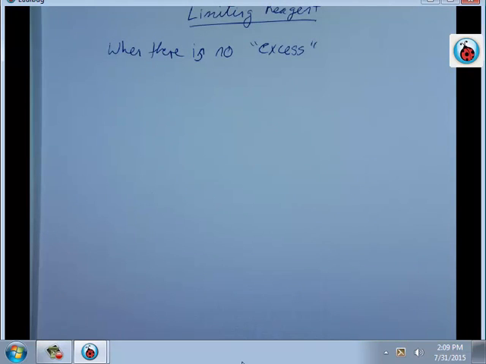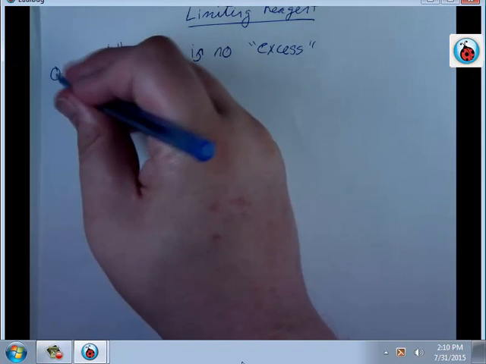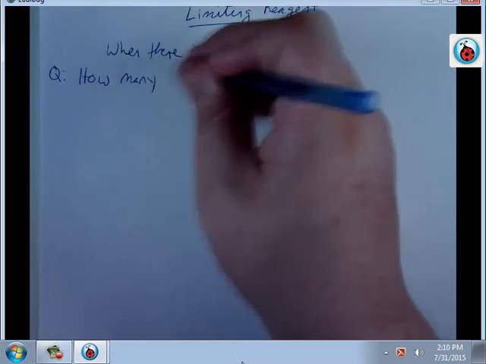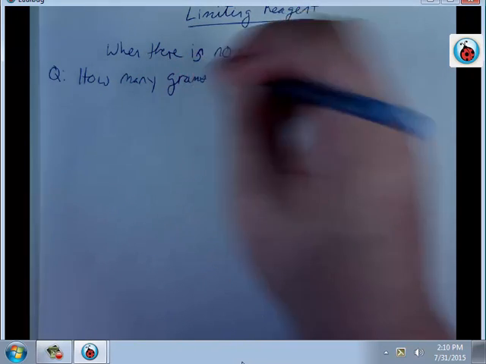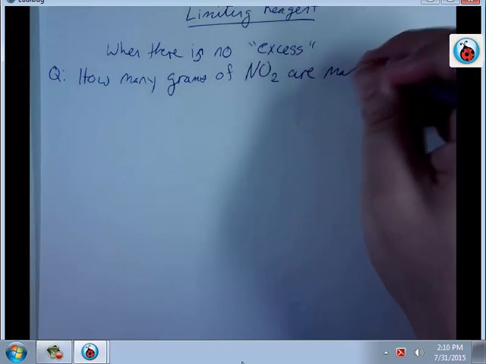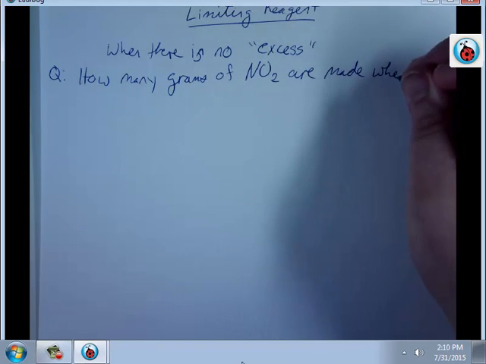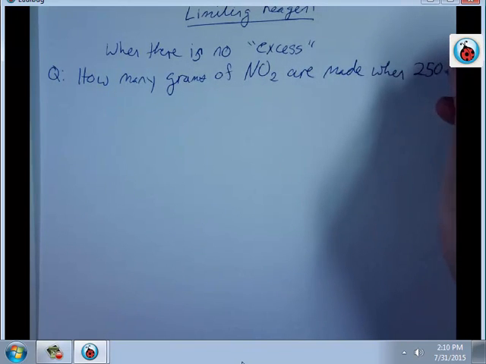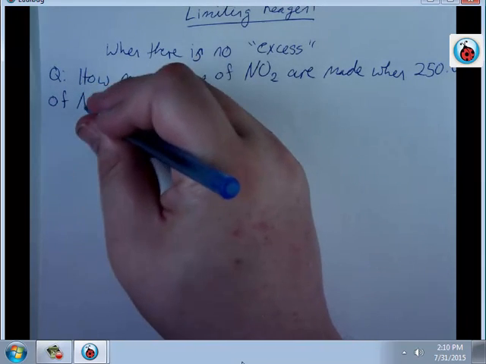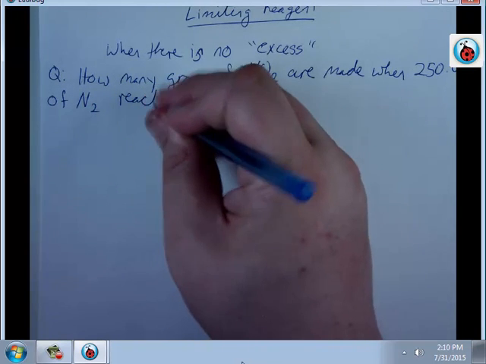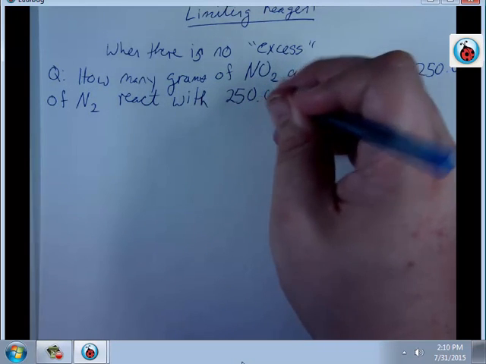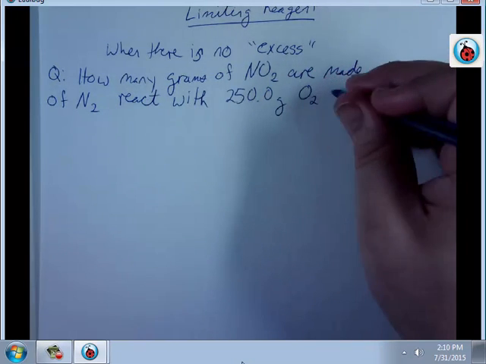So here's the starting question. How many grams of NO2 are made when 250.0 grams of N2 react with 250.0 grams of O2?